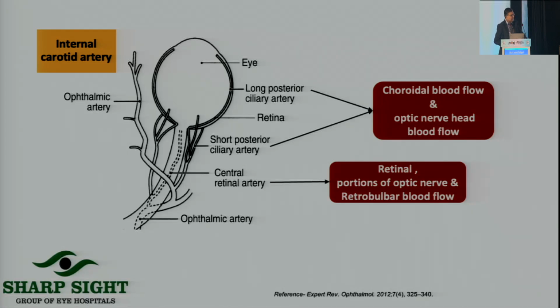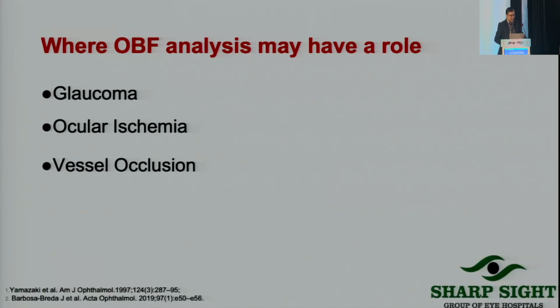Before I start my presentation, a brief outlook of what the ocular blood flow is. The main artery is the internal carotid artery, which gives rise to the ophthalmic artery, and we have the short posterior ciliary arteries as well as the central retinal artery, which basically form the blood flow to the optic nerve head.